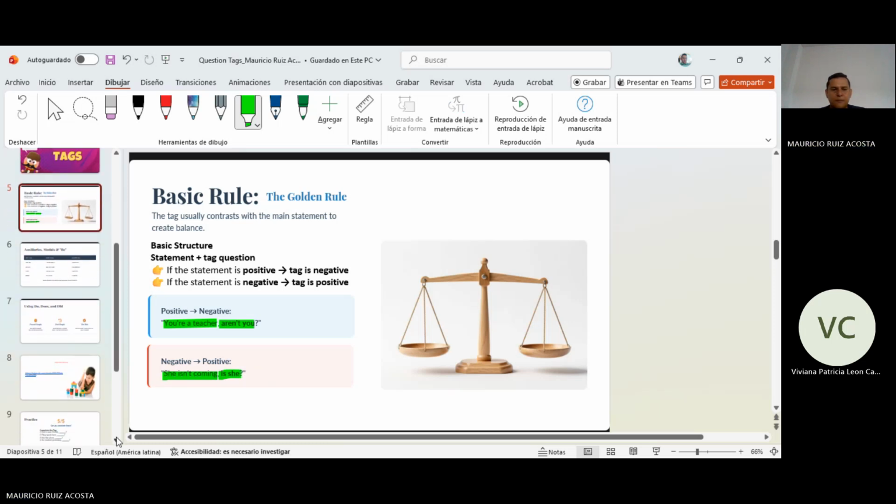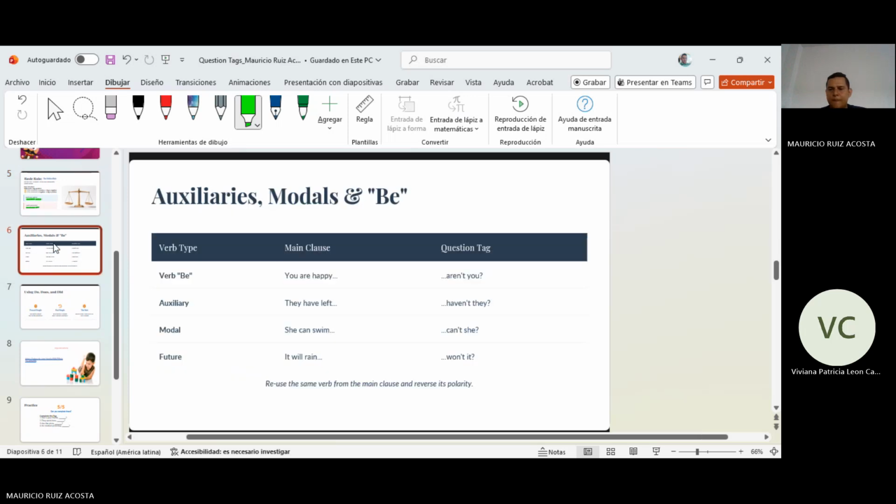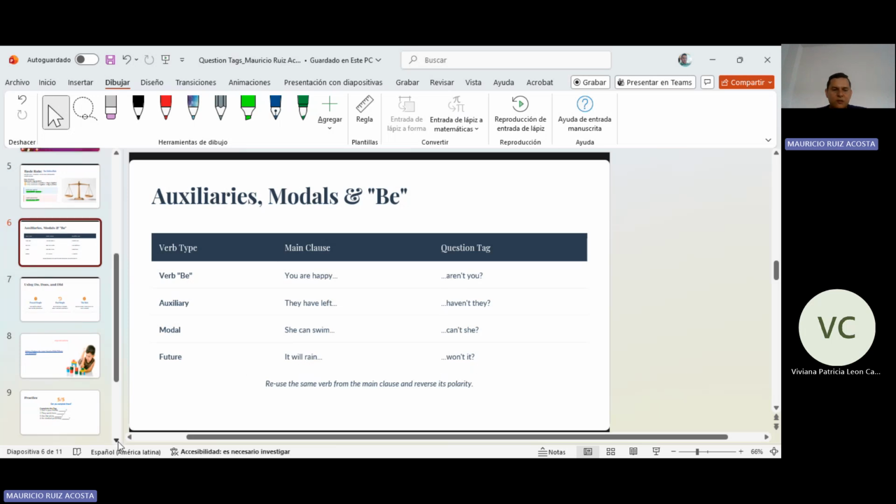Let's continue. Then the auxiliary or modal verb depends on the verb type in the main clause. For example, with the verb to be: you are happy, aren't you? With an auxiliary verb: they have left, haven't they? With a modal verb: she can swim, can she? And the future: it will rain, won't it? That is so easy.